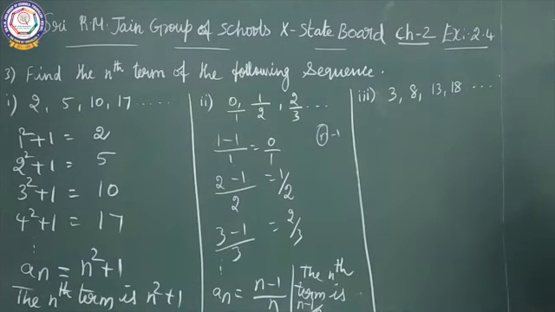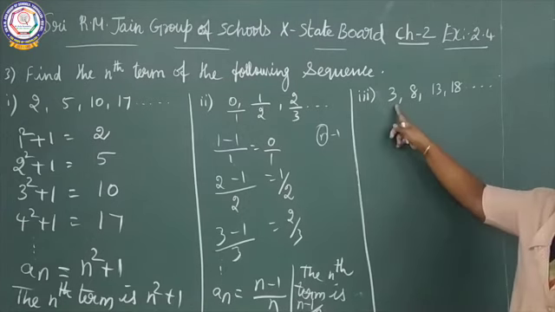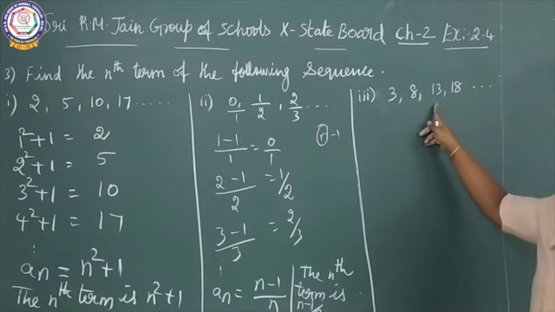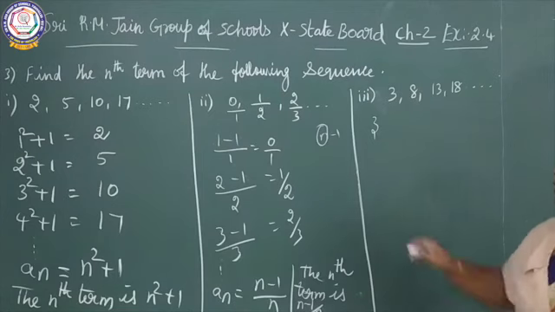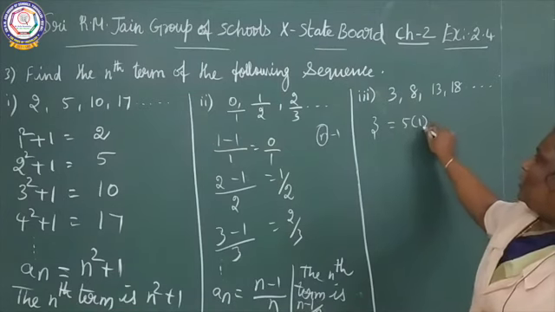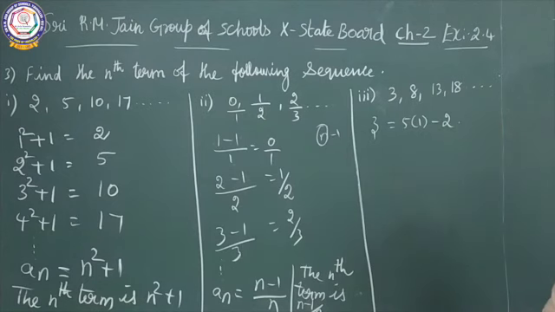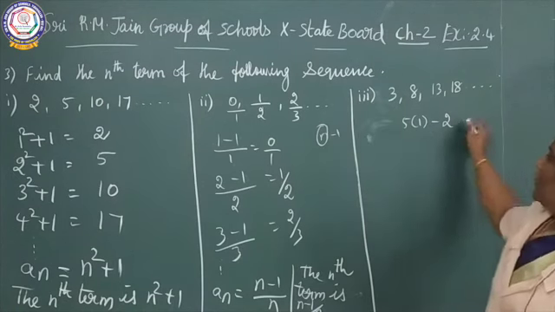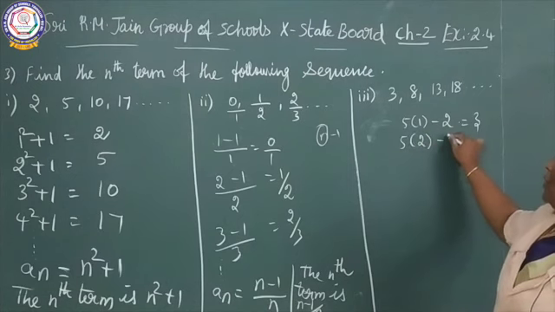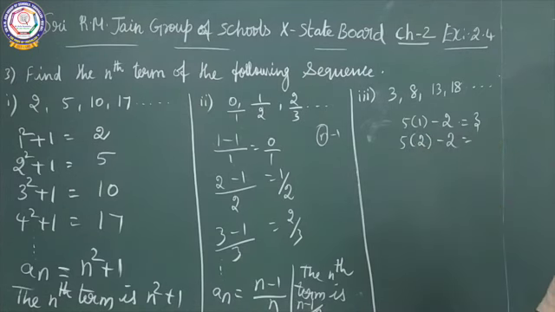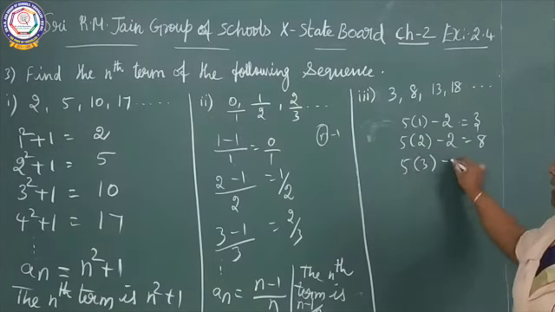See the third subdivision, 3, 8, 13, 18, but the difference is 5. 18 minus 13, 5. So how will you write? But one number should be common. I told you 3 equal to 5 into 1 minus 2. 5 ones are 5, minus 2 equal to 3. Next, 5 into 2 minus 2. 5 twos are 10. 10 minus 2 is what? 8. Next, 5 into 3 minus 2.